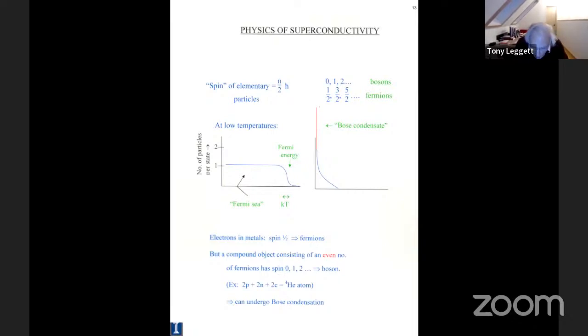One example of that, which we'll talk about later, is the helium-4 atom. That consists of 2 protons, 2 neutrons, 2 electrons. So even number, it basically forms a boson and can undergo Bose condensation, and we'll talk about that later. But let's just stick with electrons for the moment.